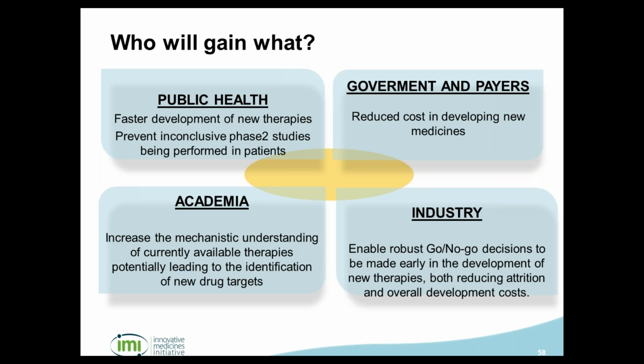For industry, really, it's very much around having pharmacologically validated biomarkers will enable very robust go, no-go decisions to be made much more early in the development of new therapies, both reducing our attrition and therefore overall development costs. Next slide, please.